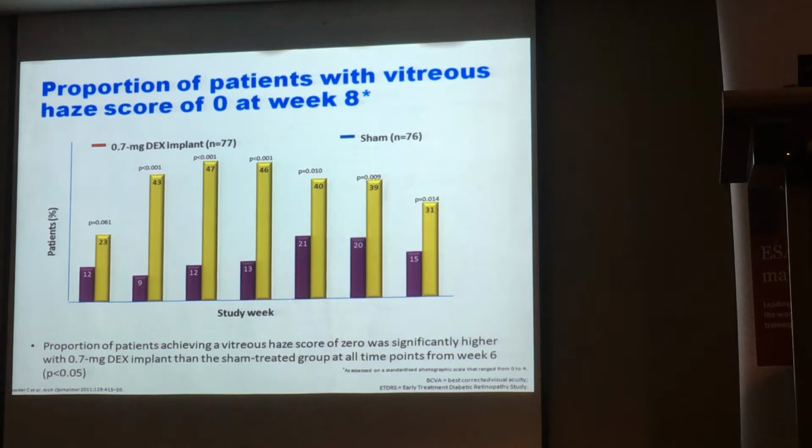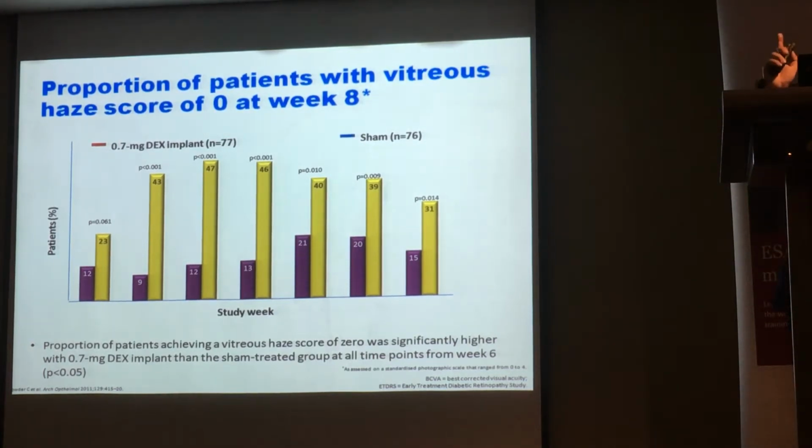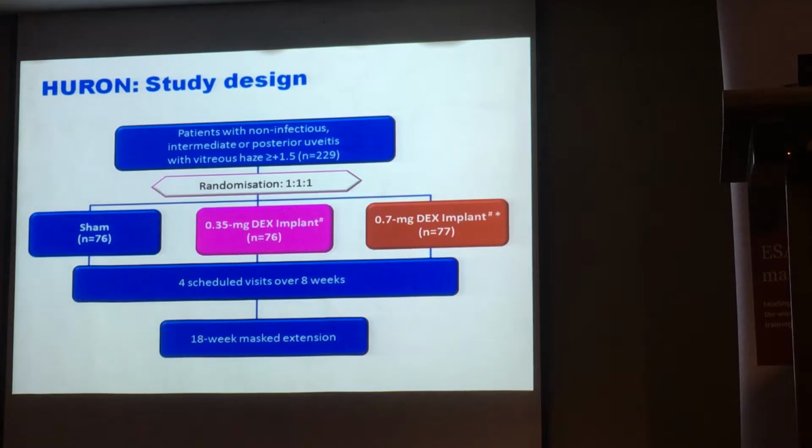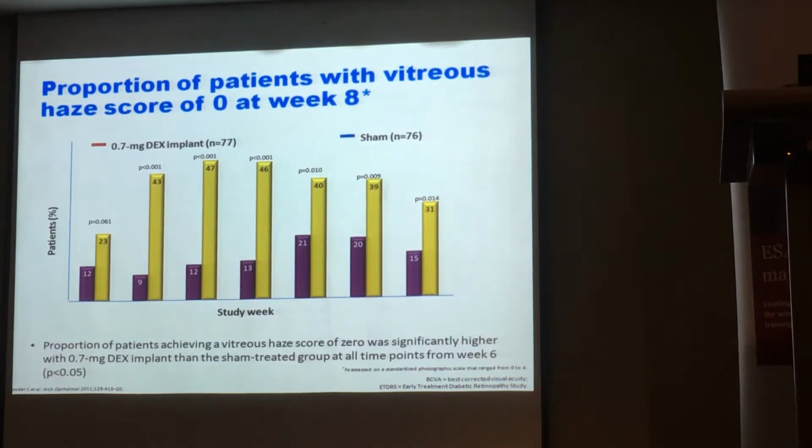So the first was, when you put in the implant, what happens to the vitreous haze? And we want the vitreous score to be 0, right? You want it to be quiet. So by study week 12, it goes up to a peak of about 47% with the DEX. The sham is only 13%, statistically significant. So as far as inflammation in the vitreous is concerned, very effective, right? You put in a DEX implant, vitreous will quieten down, and up to the study week, which is here, which is the 18-week mask extension. So this is 18 weeks. 31% of patients were still quiet.